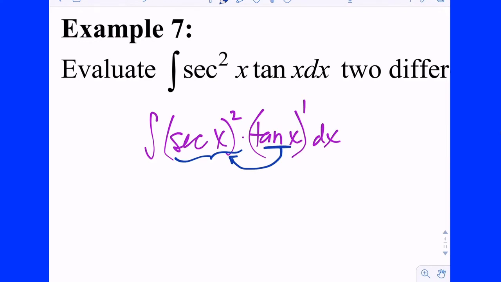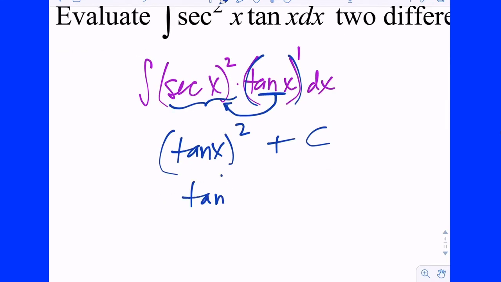What are we off by? Nothing. We found it. Secant squared, you're getting packaged back up. There's no correction. We have blob to the first. It becomes blob squared plus c, and that's tangent. So we end up with tangent squared of x plus c.